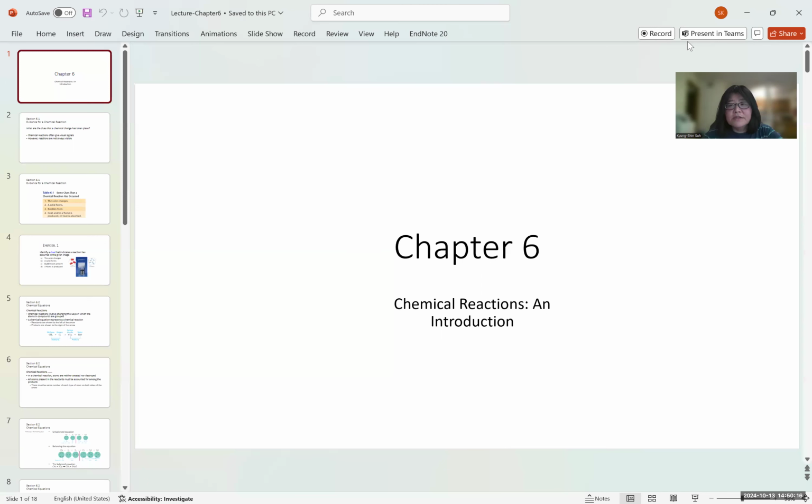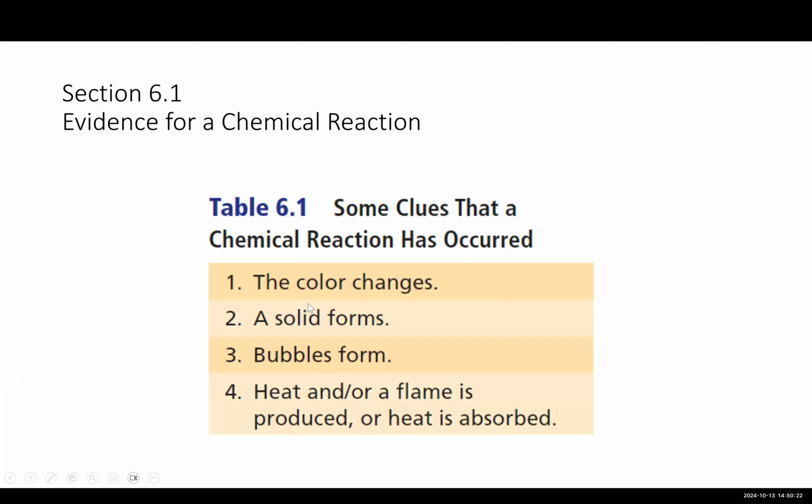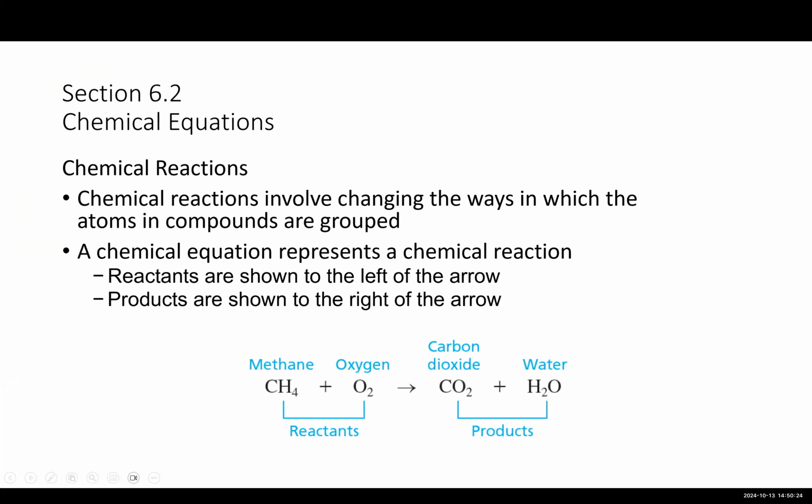So let's take a look at the slide for chapter 6 first. Okay, so Chapter 6 is the chemical reaction. When you take a look at it, the main key thing for chapter 6 is how you write the chemical equation. The reactions that we do, we have a mathematical way to express them.